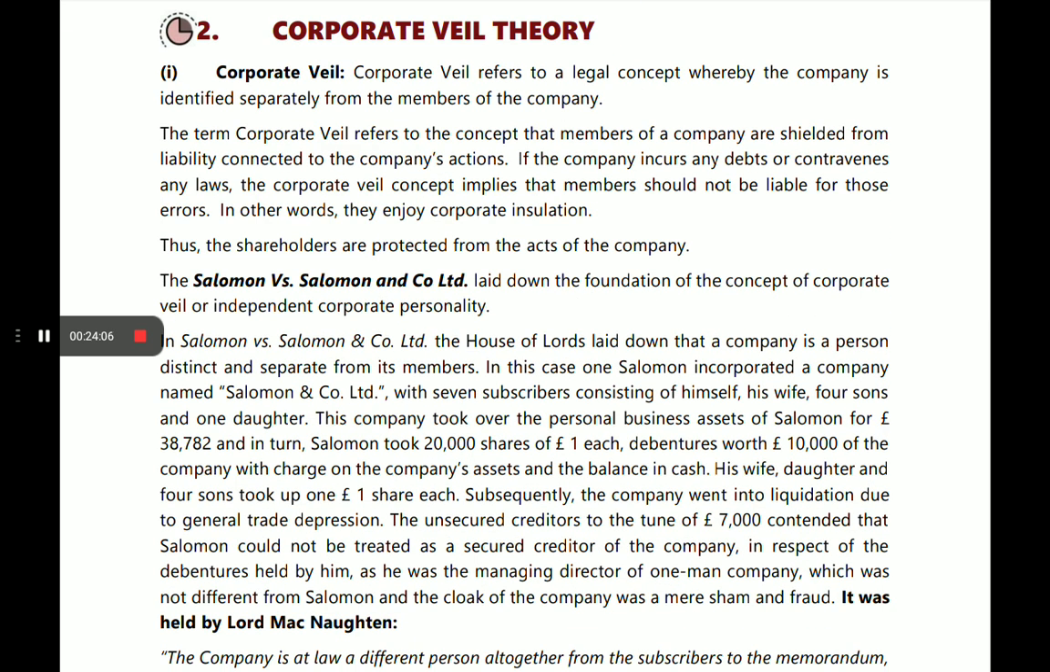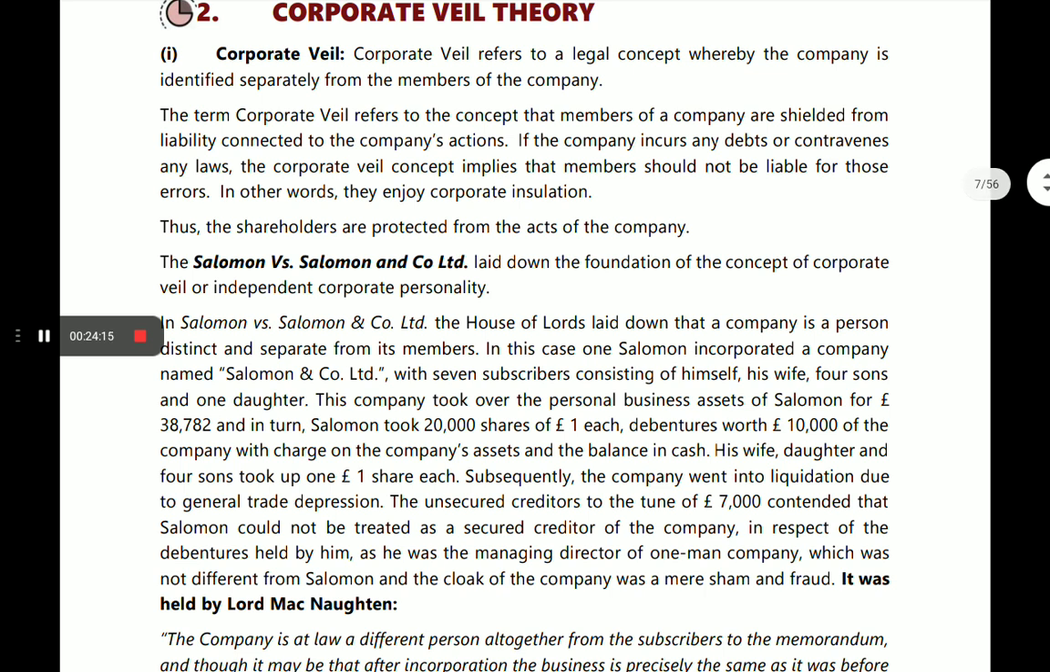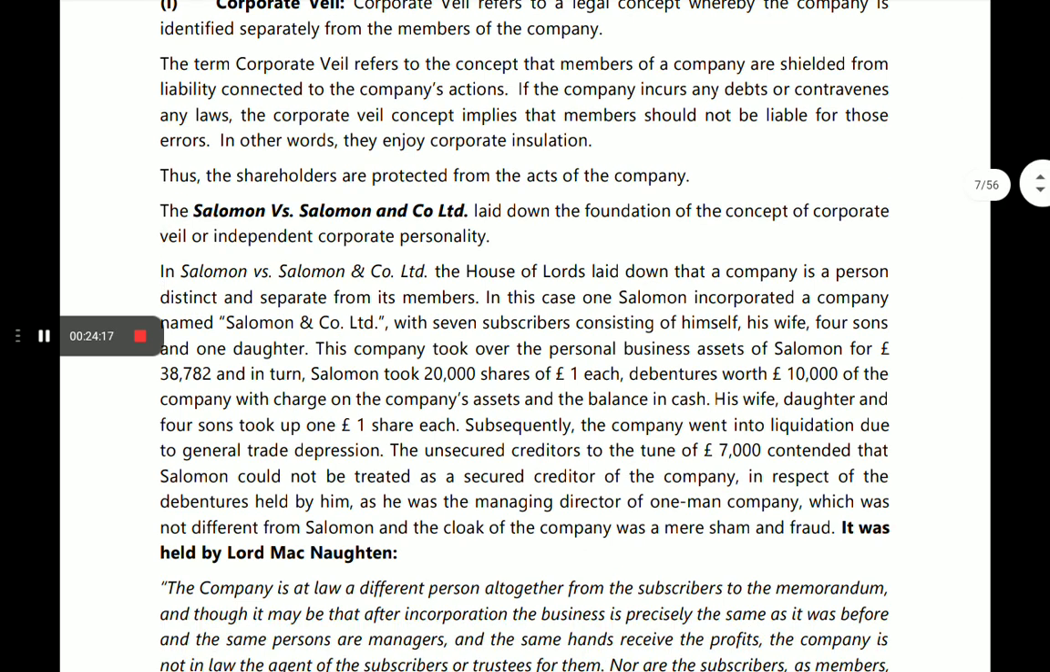Salomon versus Salomon and Co. Limited laid down the foundation of the concept of corporate veil or independent corporate personality. In Salomon versus Salomon and Co. Limited, the House of Lords laid down that a company is a person distinct and separate from its members.